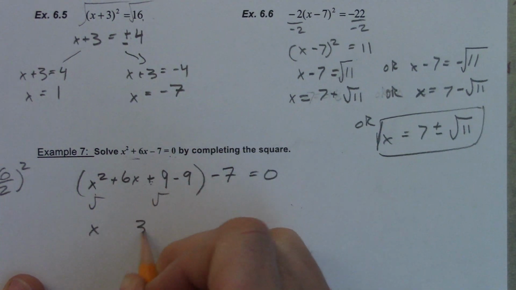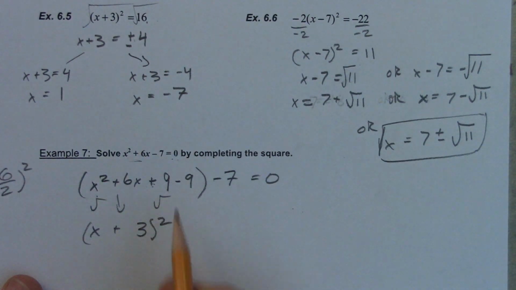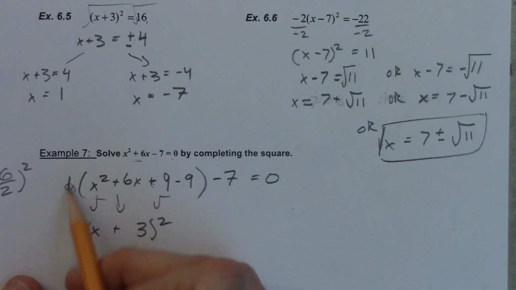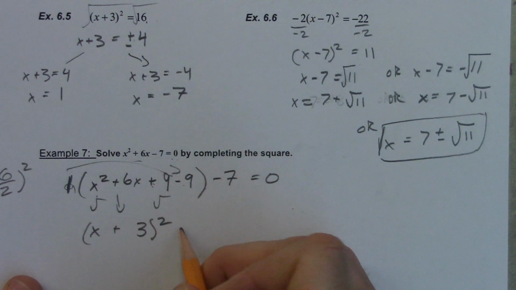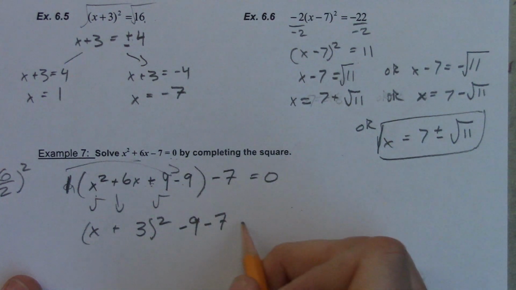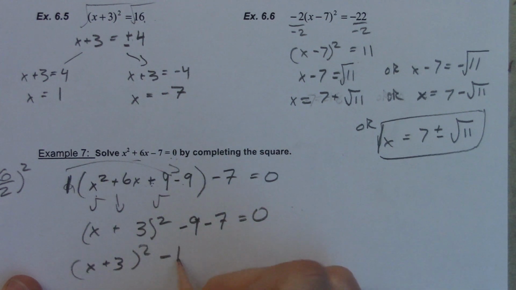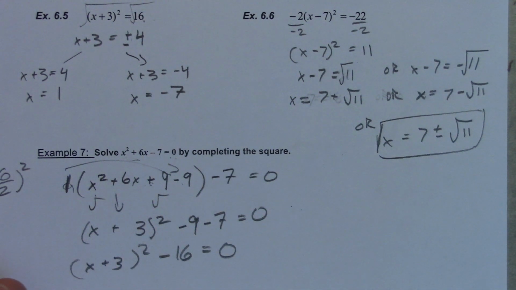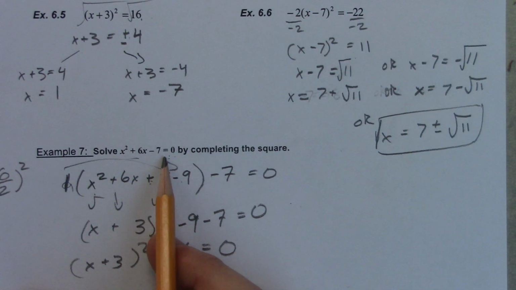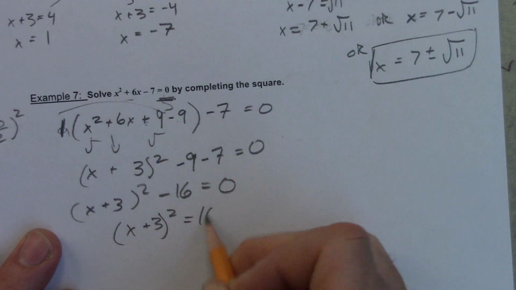I get x and 3. My sign is the middle sign, positive, squared. This negative 9 gets multiplied by a, which is 1. So it comes out to be negative 9, minus 7 is still out there, equals 0. We get x plus 3 squared minus 16 equals 0. Okay, because it's given us equals 0, not y, we can keep going here, right? So we get x plus 3 squared is equal to 16.